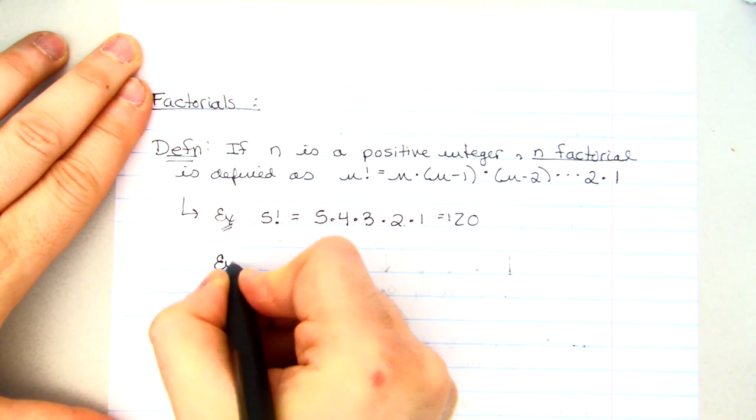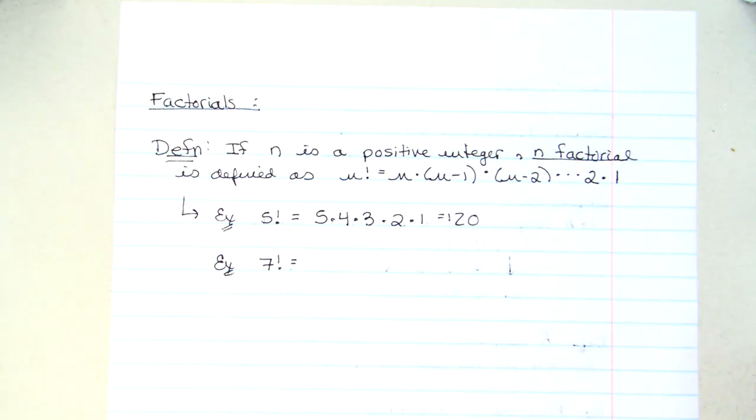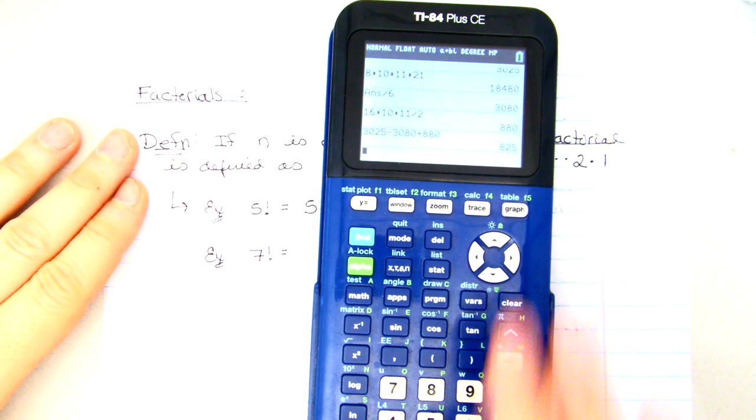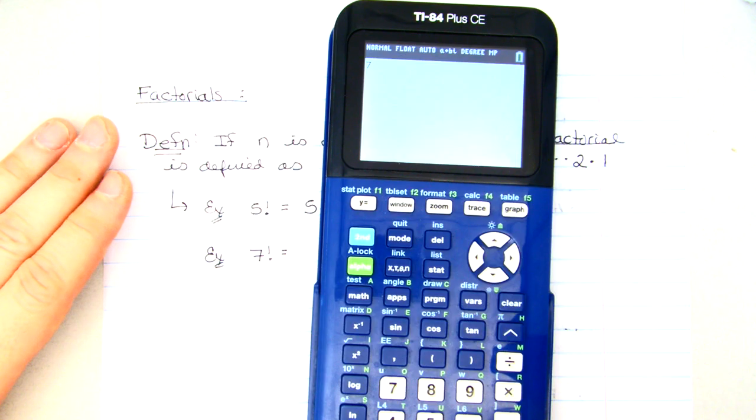Let's go do 7 factorial. I think now it's time for me to show you the button on the calculator. We're really not going to use this a whole lot. We are going to do a whole lot of work by hand with these factorials. But to do 7 factorial on the calculator, do you remember where to find the factorial button?